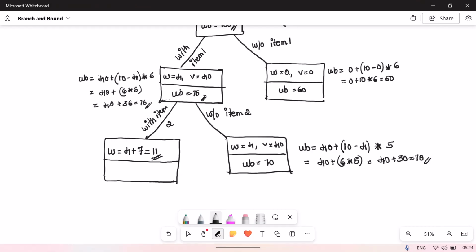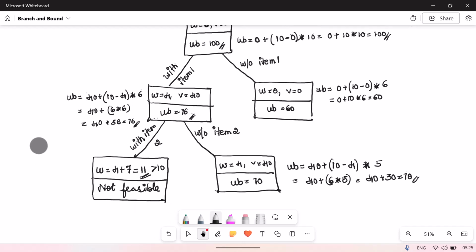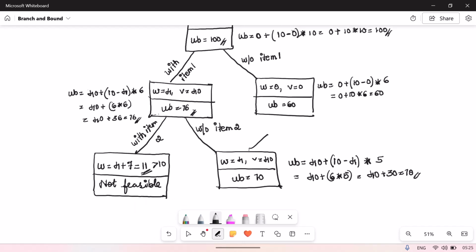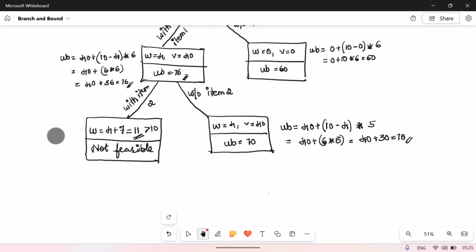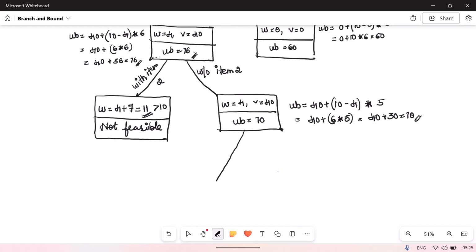See, one more thing is, do you think this is a feasible option? What is the capacity of the knapsack? Knapsack capacity is 10. What is the weight? I'm getting 11. Do you think this will fit into the knapsack? No, this will not fit because 11 is greater than 10, right? So you can say that this is not a feasible option. So out of the two, now I will consider this path. One is not feasible, so there's no point in considering that path. So I will go ahead with this one.